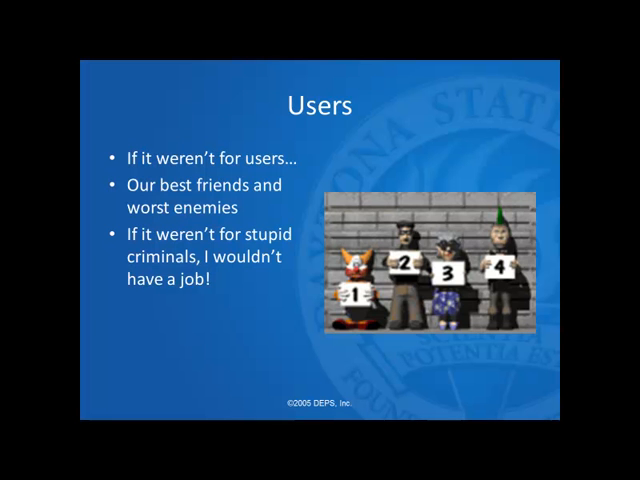If it weren't for users, the standing joke in IT support is, if it weren't for stupid people, I wouldn't have a job. Well, if it weren't for stupid criminals, I wouldn't have had a job as an investigator or as a forensic examiner. But the good news is that there are a lot of smart people out there, and there are also a lot of good people that can help us in our digital forensic cases.